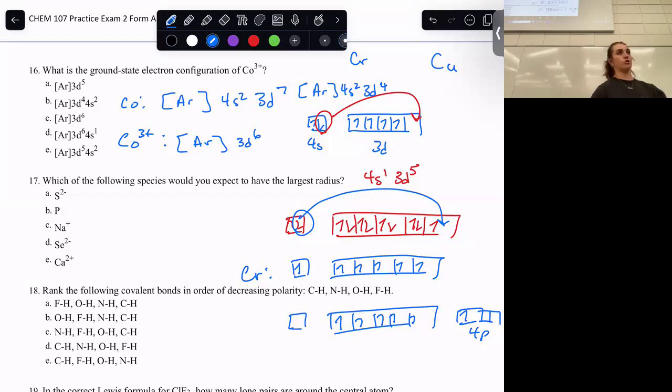So your default should be ground state. The only time you want to use the excited state is if they say what's a possible excited state electron configuration, right? They would ask you for the excited state. Yep. Anything else with 16? Okay.